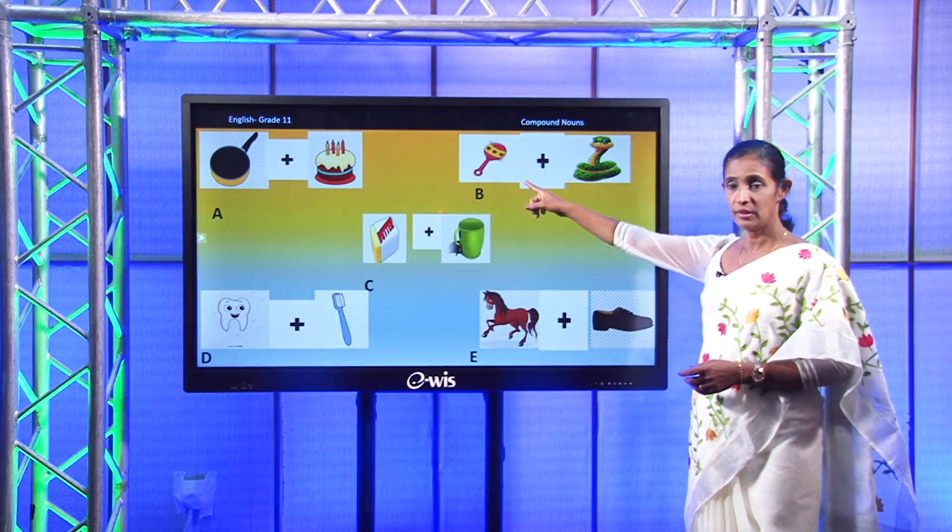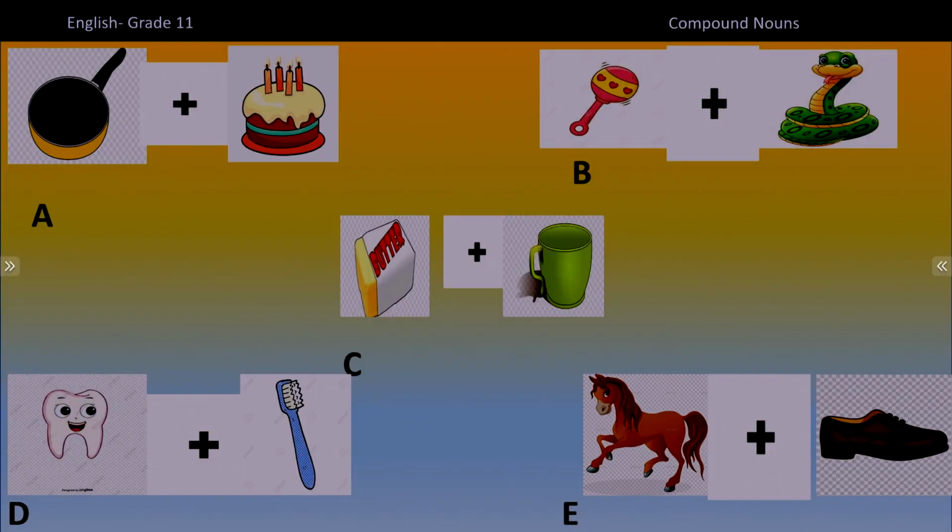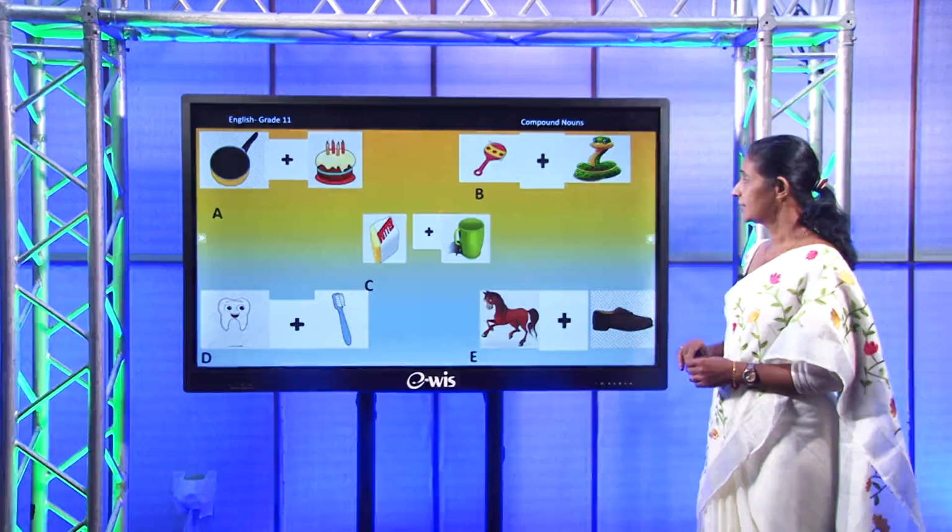You know this word? It's a rattle. A rattle, and that's butter. Other words, of course, you know them. They're very common. A rattle. Shall we move on to the answers?